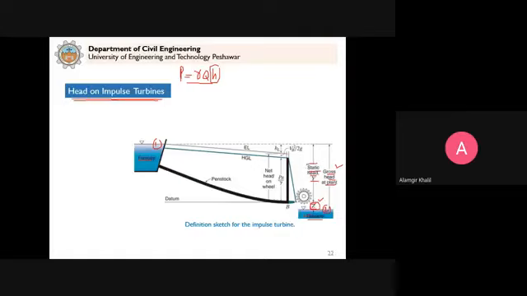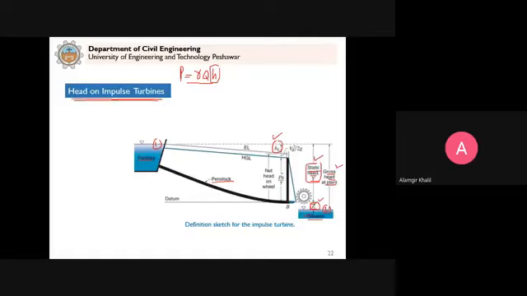Now out of this static head, we have losses in the system. You already know that in this penstock the water will flow, so there will be friction losses associated with that. That's why the head that will be available will be H minus HL, the losses that we have. That is the head that is available.